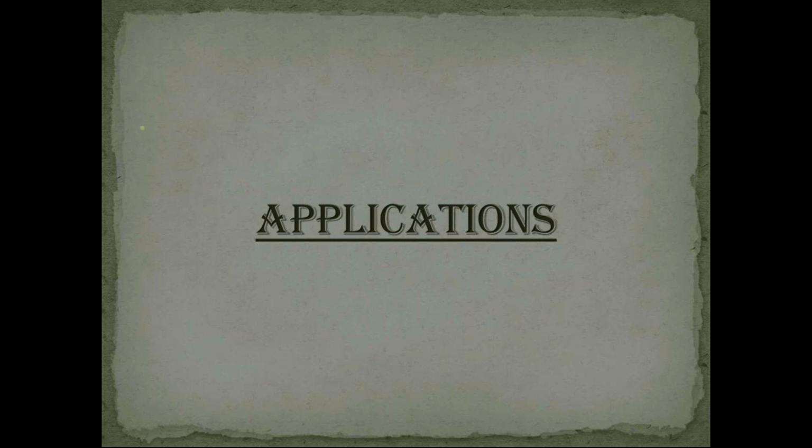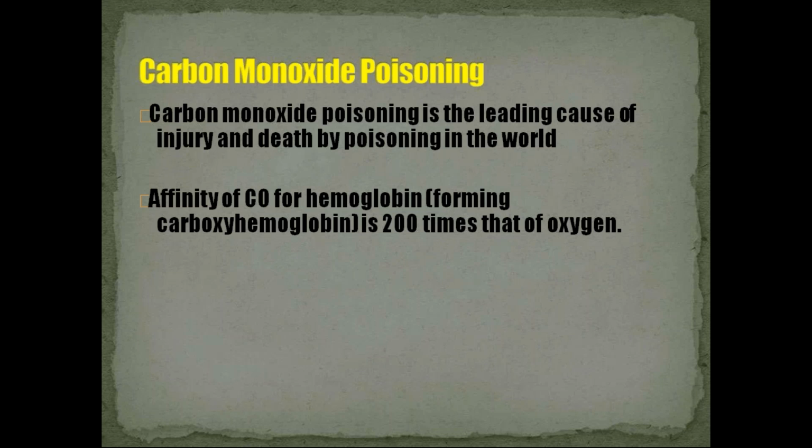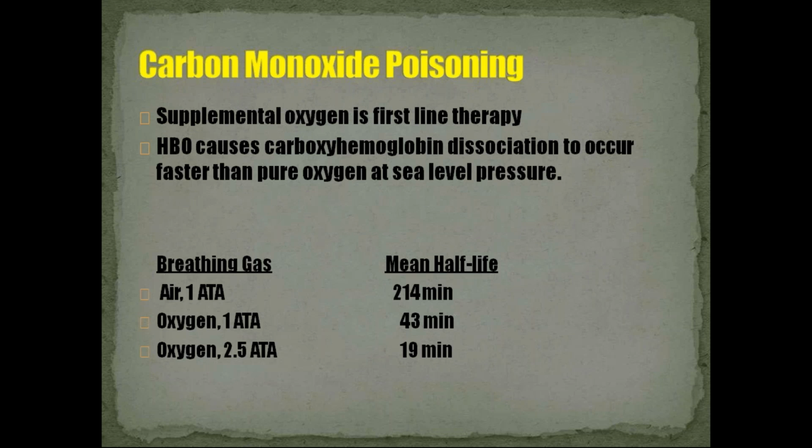So where will you use this hyperbaric oxygen therapy? Carbon monoxide poisoning. Carbon monoxide poisoning is the leading cause of injury and death by poisoning in the world. The affinity of carbon monoxide for hemoglobin is 200 times more than that of oxygen. So in this case, supplemental oxygen is the first line therapy. Hyperbaric oxygen causes carboxyhemoglobin dissociation to occur faster than pure oxygen at sea level pressures.